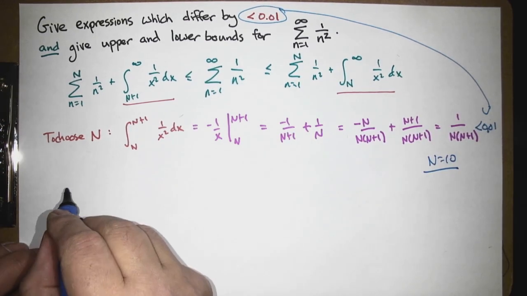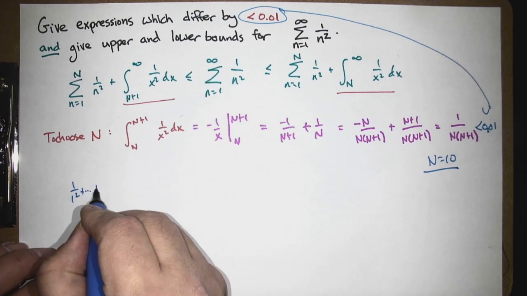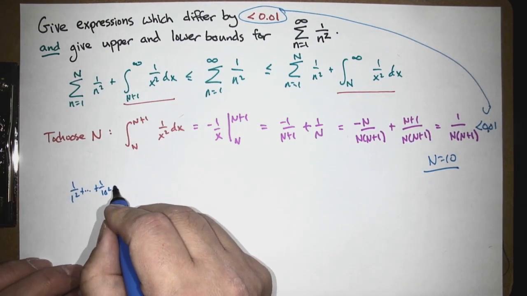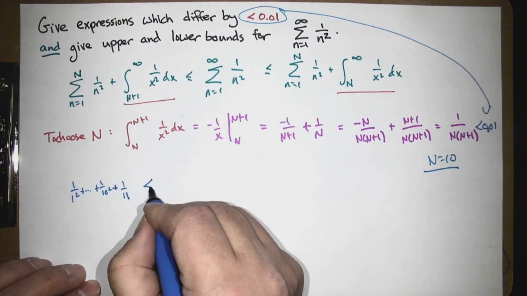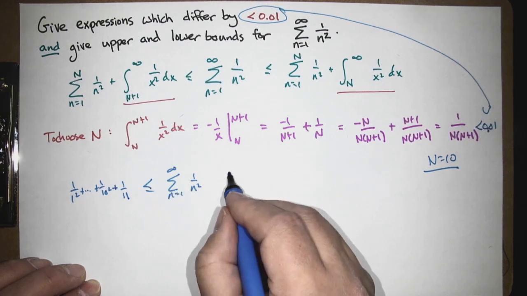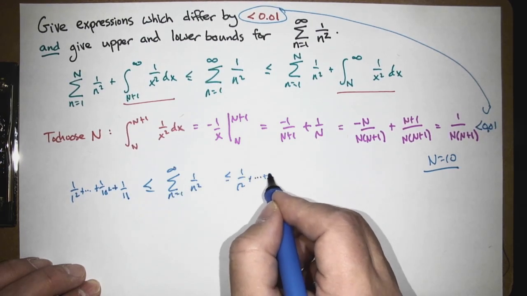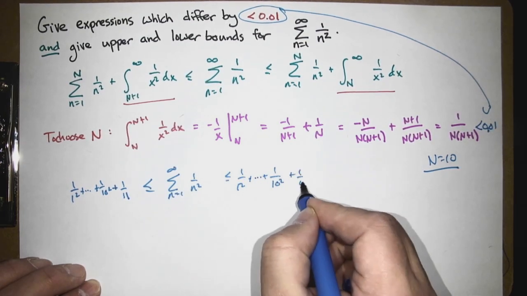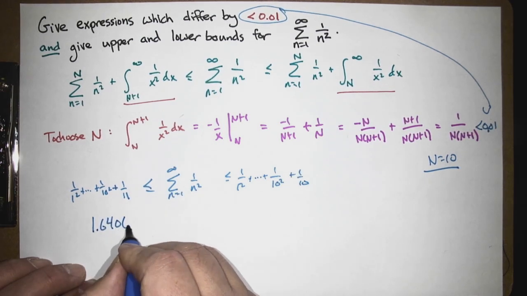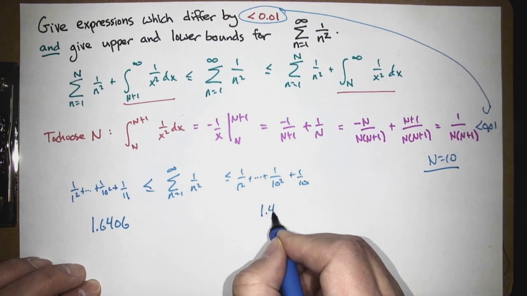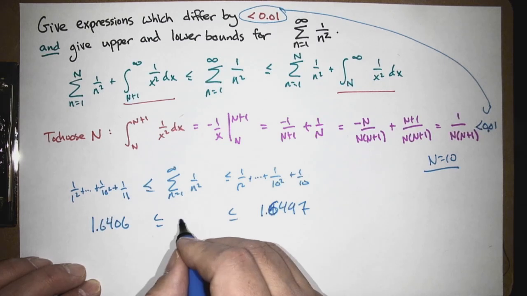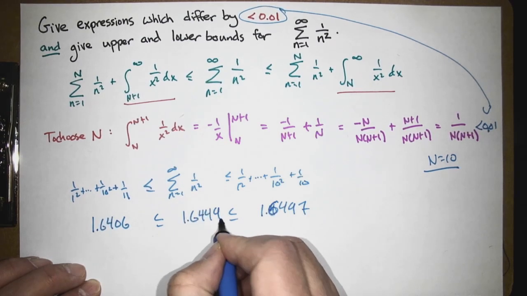So what does this say? If you add up 1 over 1 squared up to plus 1 over 10 squared, plus you do this integral, and now this integral will turn out to be 1 over 11, that's less than or equal to the sum of 1 over n squared from 1 to infinity, and that's less than or equal to 1 over 1 squared plus up to 1 over 10 squared plus 1 over 10. And just for reference, because I went through and computed this, 1.6406, 1.6497, and the actual value, 1.6449. So that's an idea.